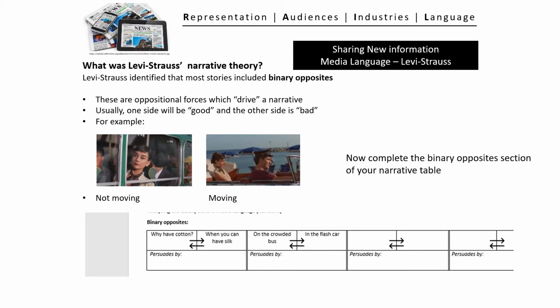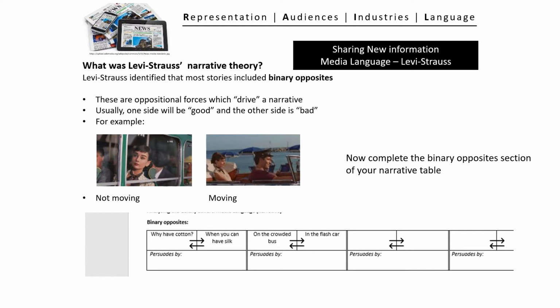I'll give you an example here, and this is Audrey on the crowded bus not moving, Audrey in the flash car moving. Obviously the good side of the binary is when Audrey is moving. When she's stuck on the bus, it's crowded, she's obviously not very happy, and crucially she can't eat her chocolate. When she's in the car, she's moving, she looks happy, she's able to eat her chocolate. And that persuades us by giving the chocolate an association of speed, of wealth, of happiness.